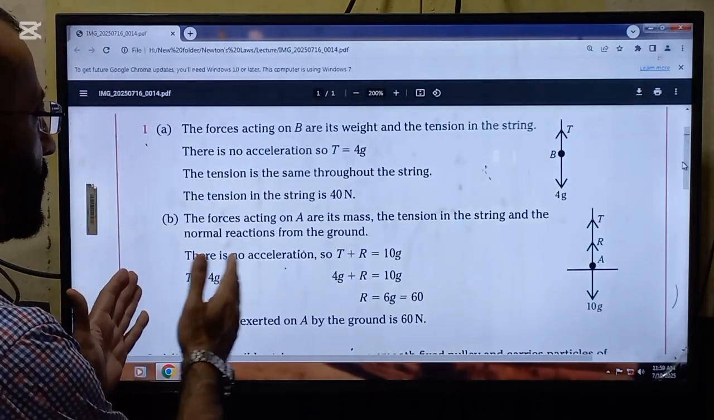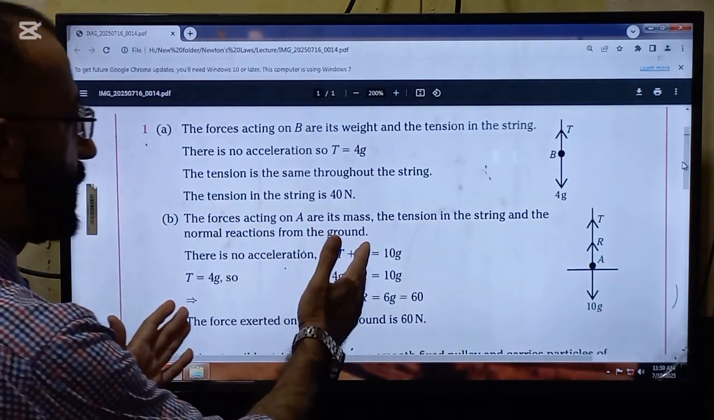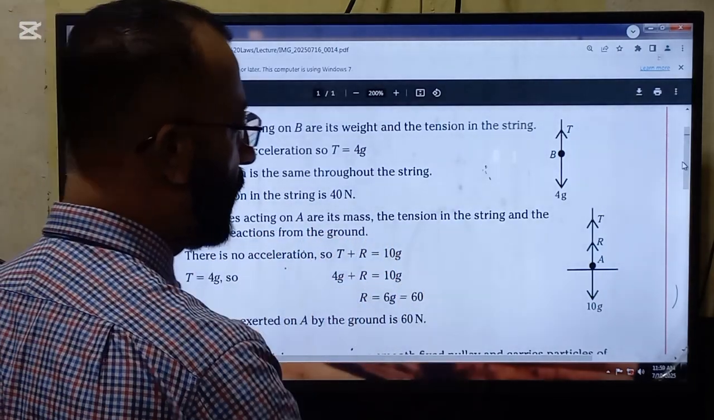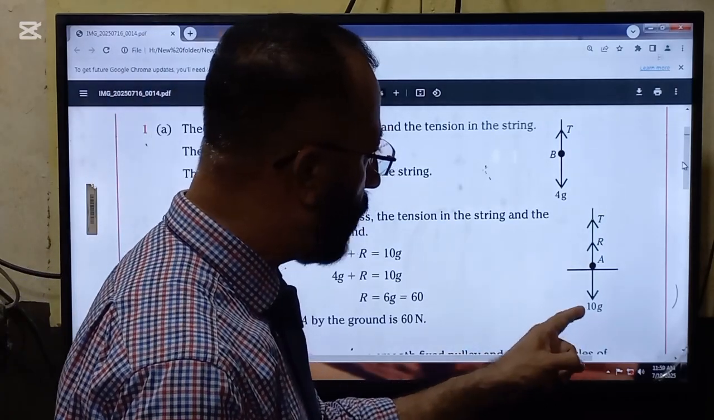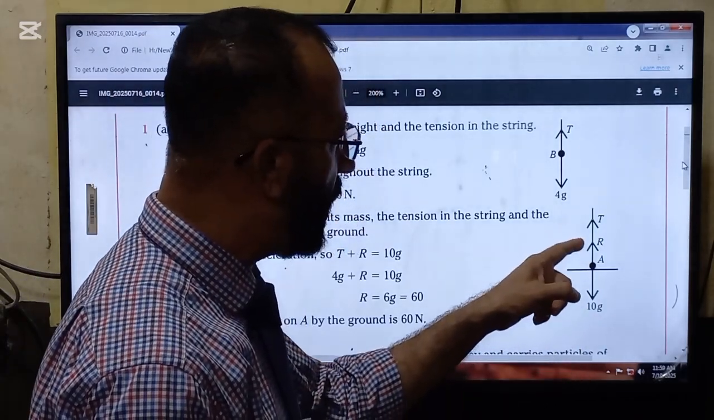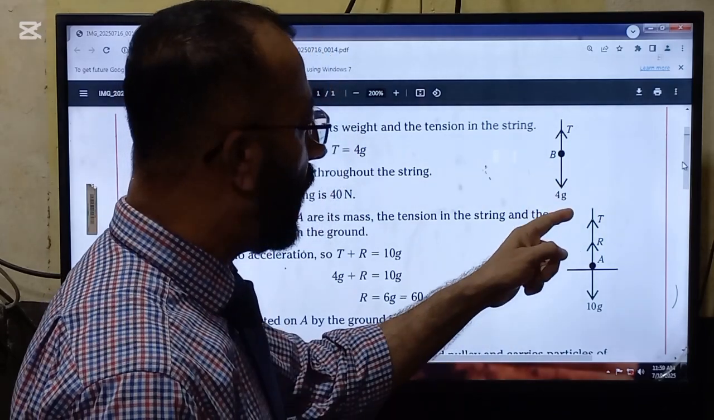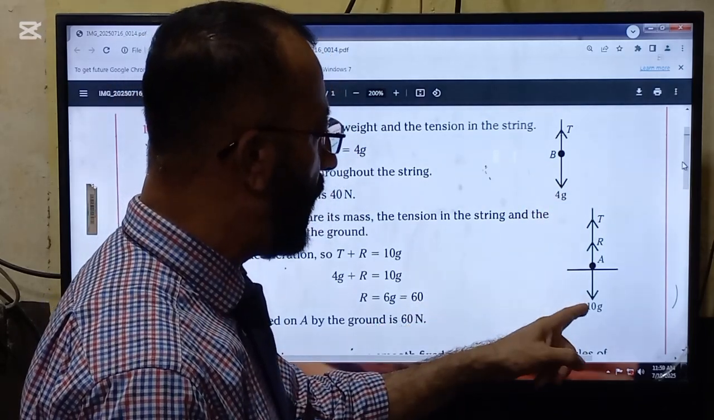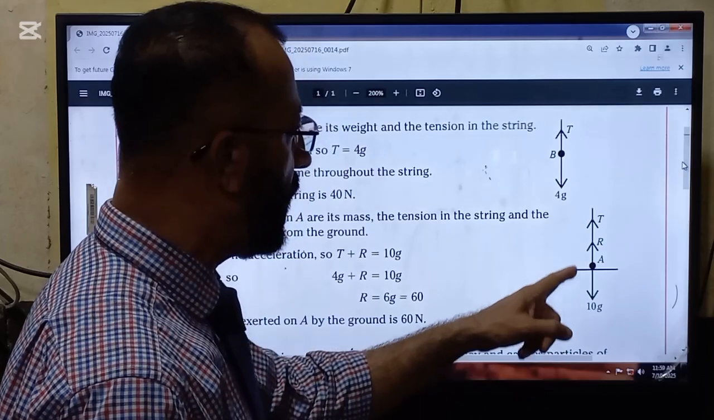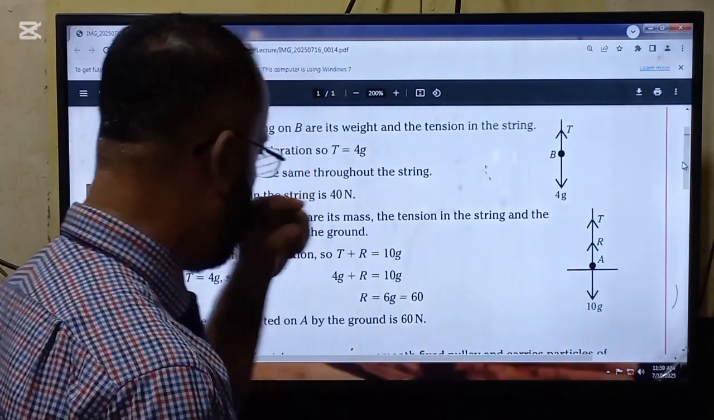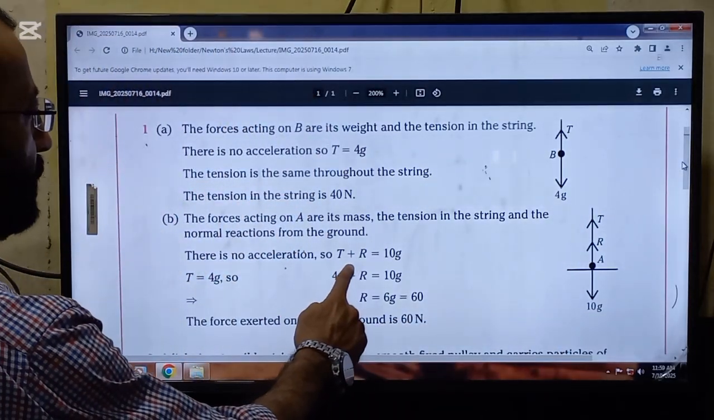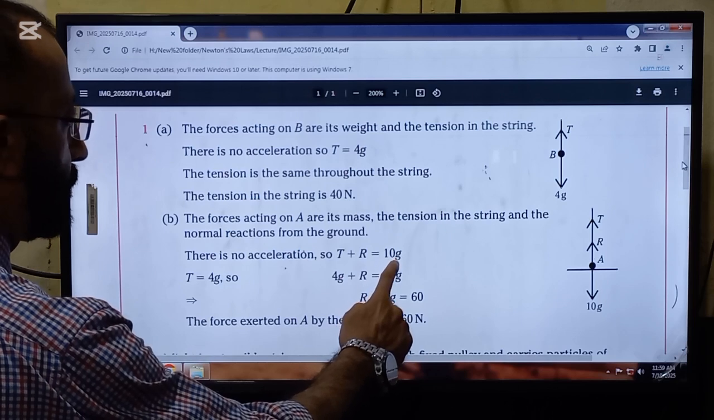So look now, the forces acting on A are its weight, the reaction, and the tension in the string. The weight will act downward, the reaction will be in the opposite direction, and also there is the tension in the string. So R and T are in the same direction and weight is in the opposite direction. So T plus R will be equal to W.